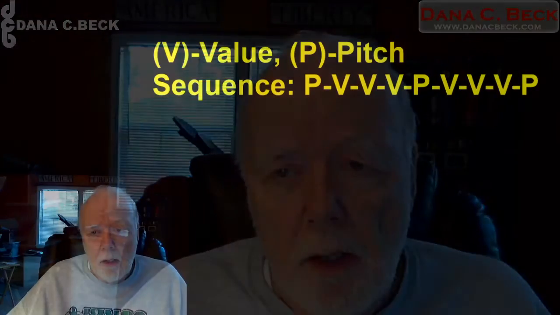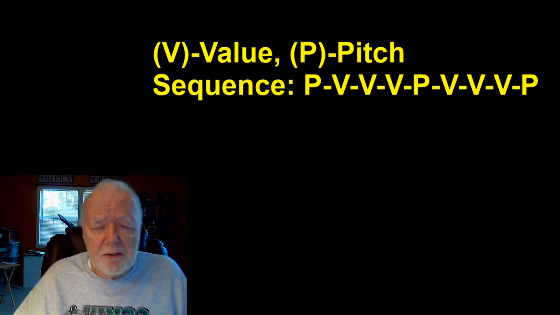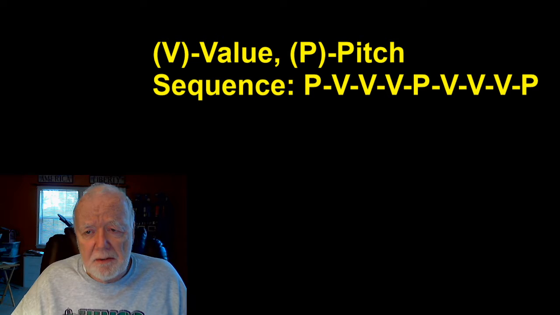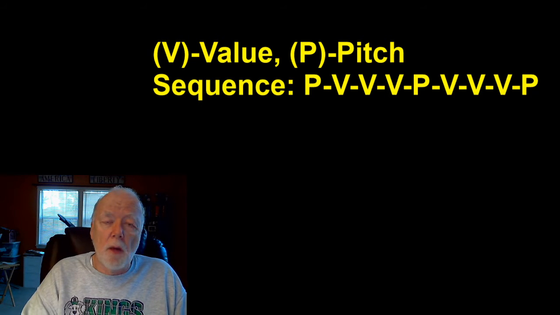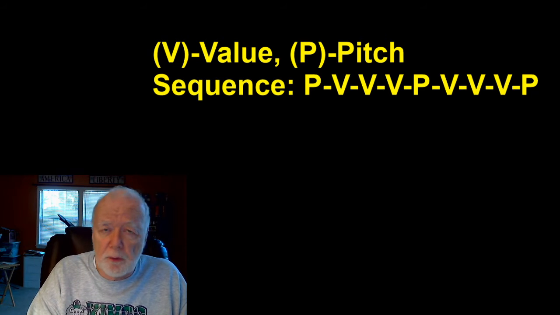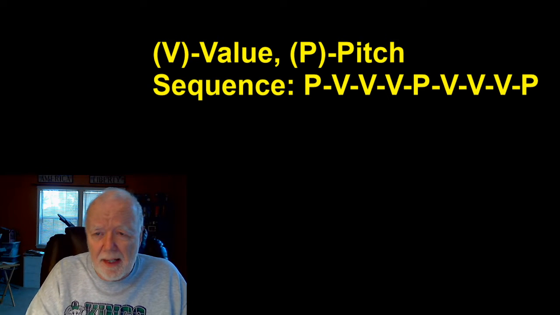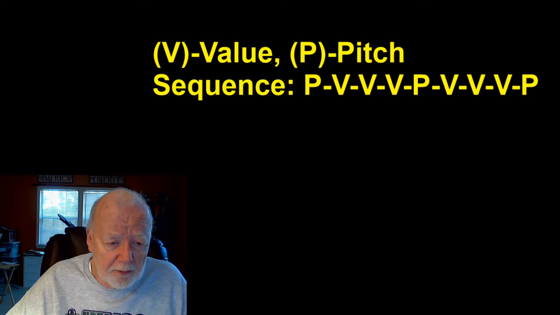So I'm going to show you a formula that I have used. Now, this is just a model. I'm not advocating this is how you have to do it. You can do it any way you want, but this is a model that seems to work for me. So V stands for value, and P stands for pitch. Your value emails could be how-tos, product reviews, things of that nature. And that's the kind of value that I'm talking about.